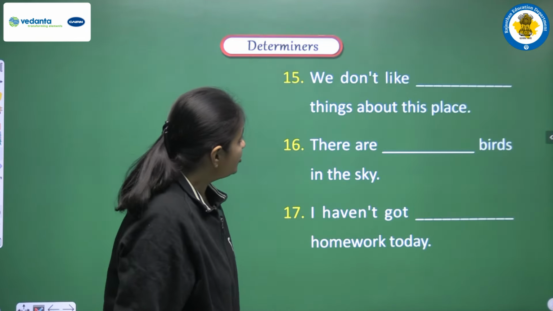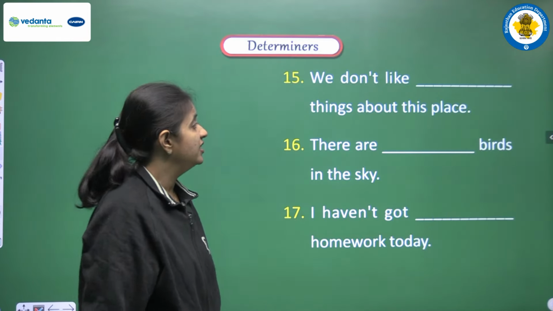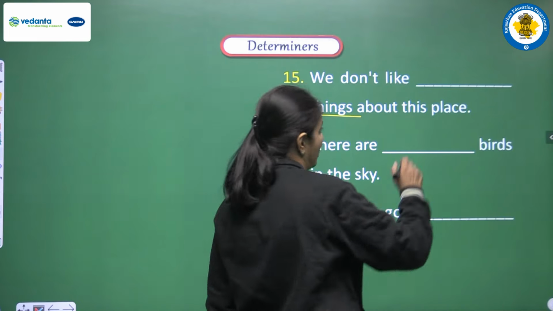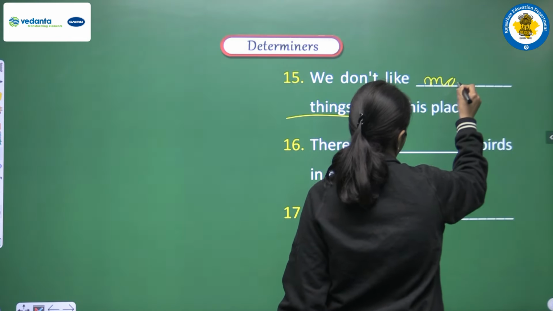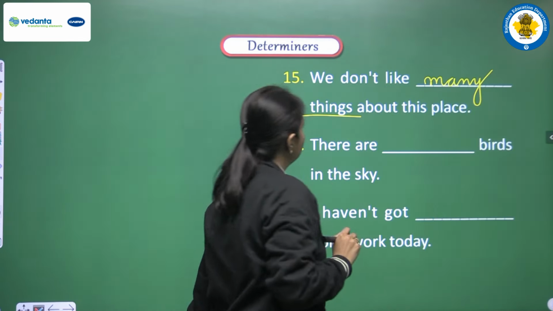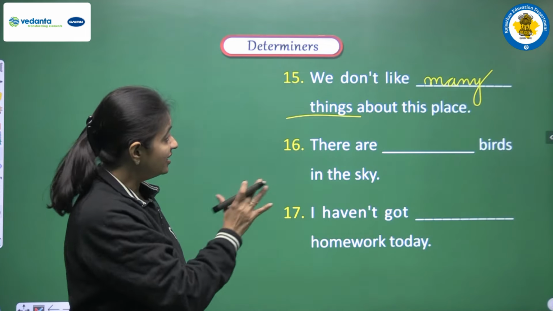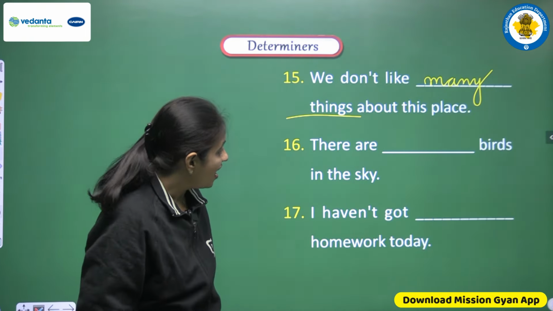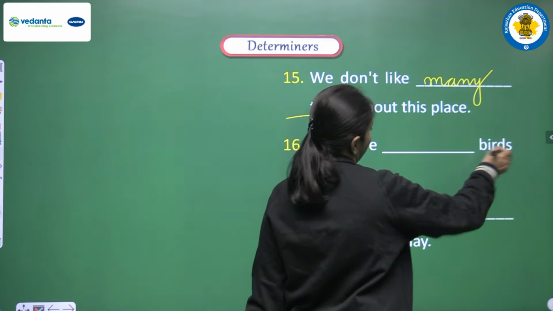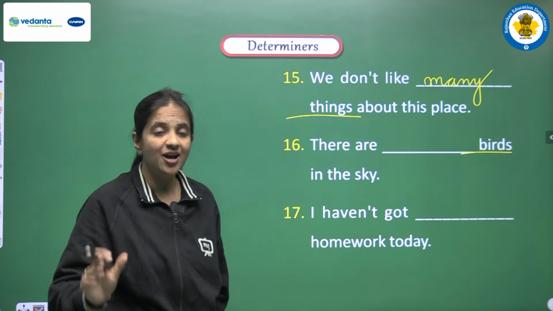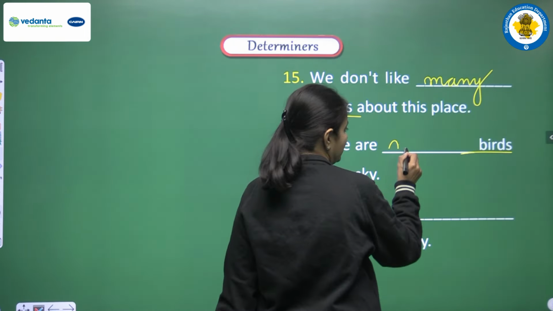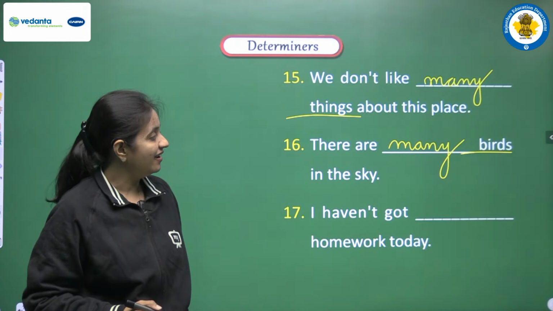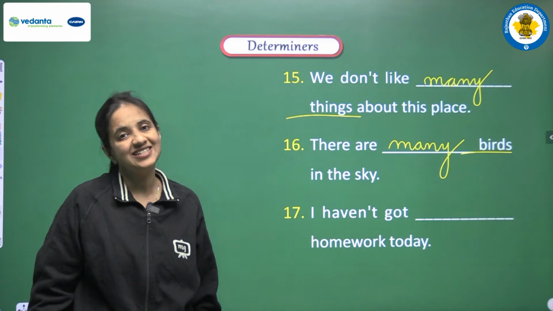Next sentence, we don't like things about this place. So we are having things. Things is a countable noun, and our answer will be many. And the sentence will be, we don't like many things about this place. Next sentence, there are birds in the sky. We are having birds. Birds is a countable noun, and our answer will be many. And the sentence will be, there are many birds in the sky.